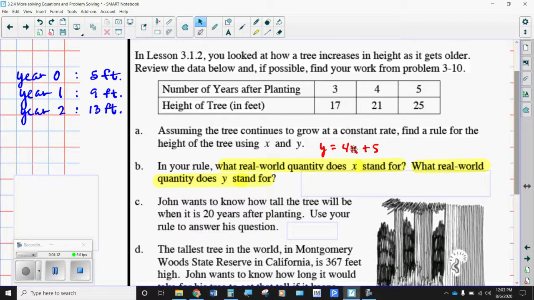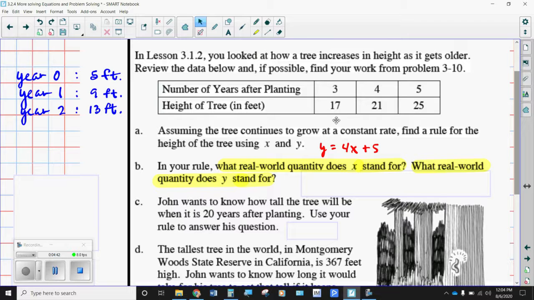So with that being the case, our rule is Y equals 4x plus 5, because 4 that's being multiplied times the x is how much it's growing per year. And in year 0, it was 5 feet tall. So the tree was planted and it was 5 feet tall. And every year thereafter, it grows 4 feet. So if x was equal to 5, then this would be 4 times 5. That would have meant it grew 20 feet in 5 years. So if it started at 5 feet tall, it's now 25 feet tall, okay?